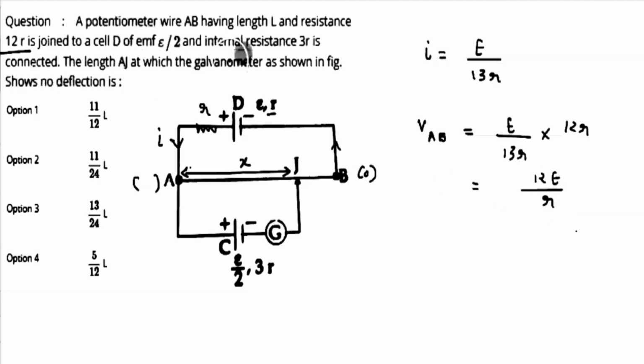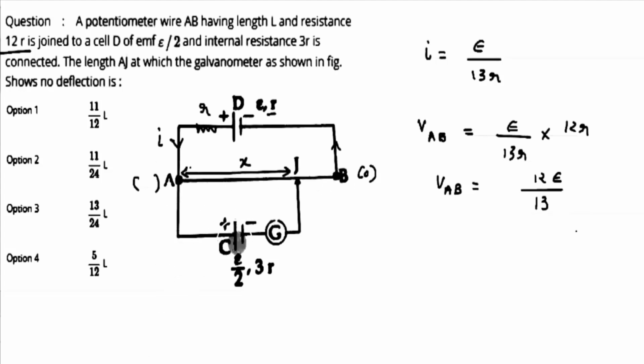We are taking E instead of epsilon, so it doesn't make any difference. Let's say we are taking it as epsilon only, to avoid any confusion, as per the given question. So this is the potential difference across the potentiometer wire that we have calculated. So here it is 13. This much potential at point A we have calculated, or this much potential drop will be there across this wire.